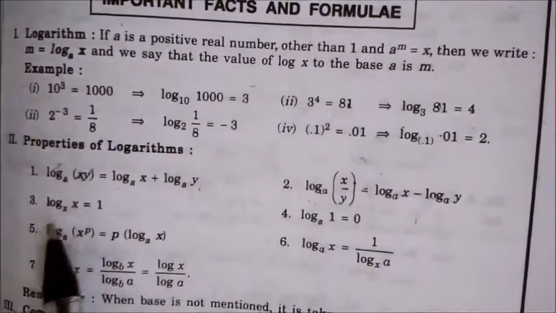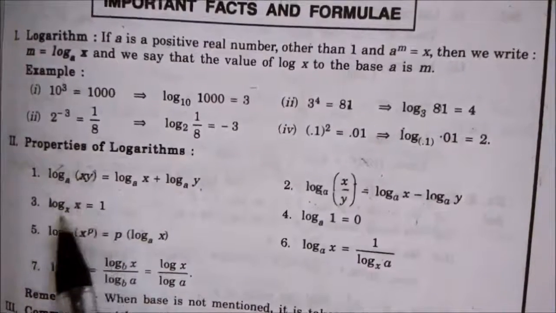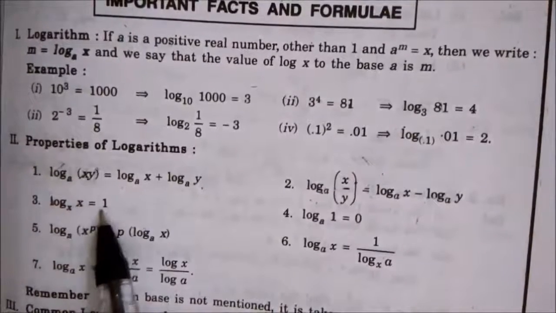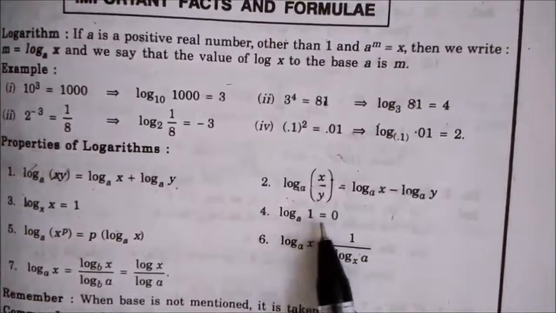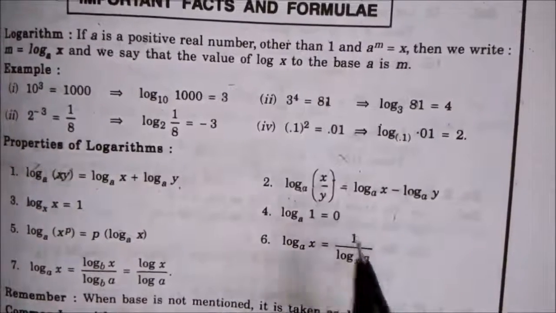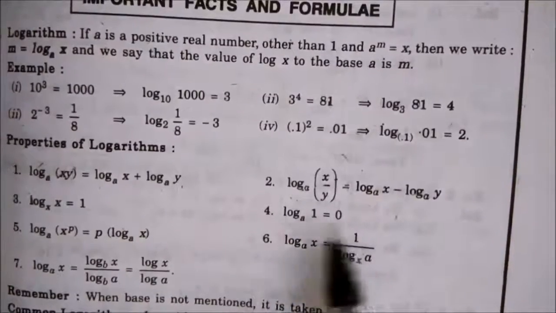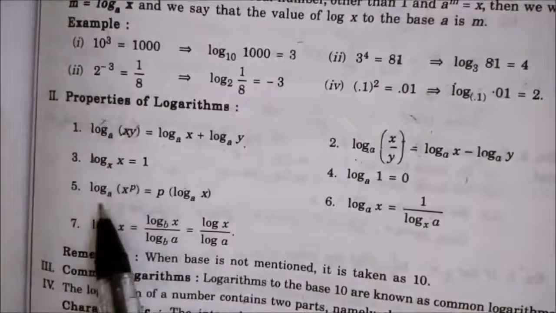Now the third one, everything to the same base, we have 1. For example, log x to the base x is 1, log y to the base y is also 1. The fourth one is log 1 to the base a is equal to 0.